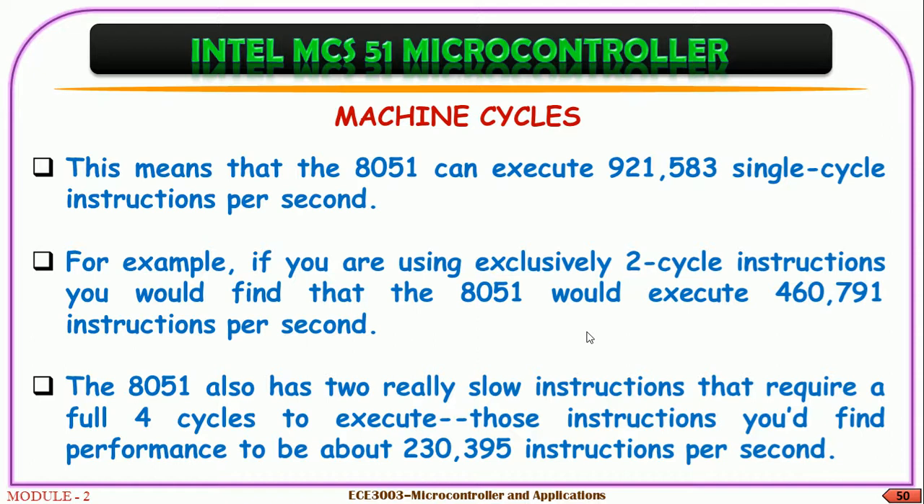For example, if you are using exclusively 2 cycle instructions, you would find that the 8051 would execute 460,791 instructions per second. It also has a few really slow instructions that require a full 4 cycles to execute. You would find performance to be about 230,395 instructions per second.